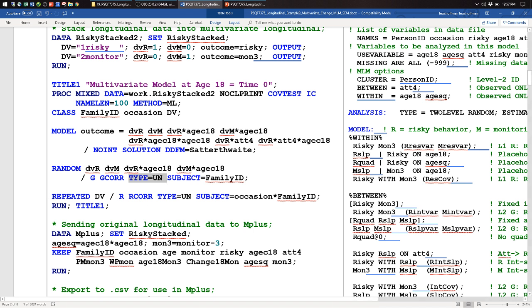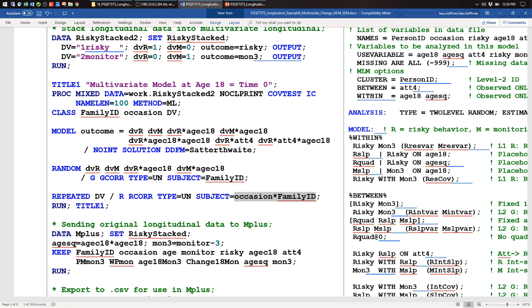The repeated line looks different than usual in 3 respects. First, we change the subject to be time within family. So this star just means each observation is the unique combination of time by family. That way I don't need to make a new ID variable that holds that information.